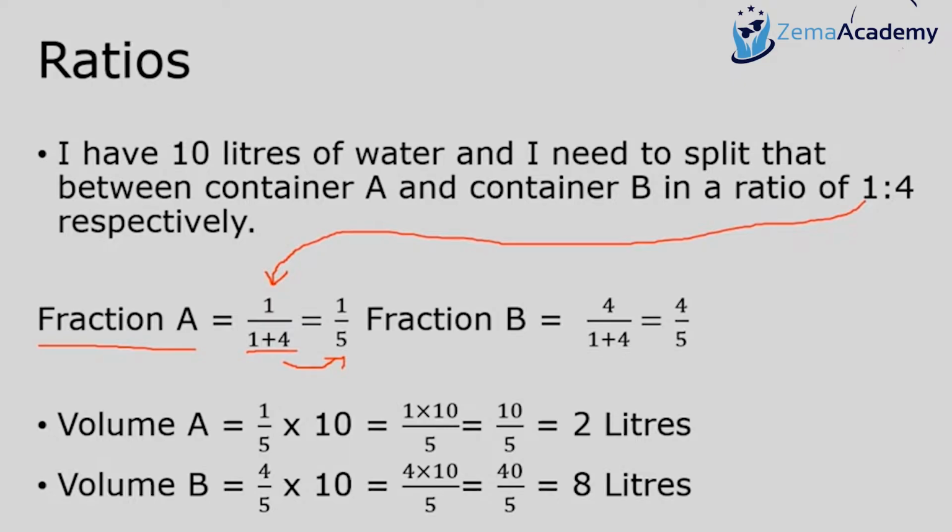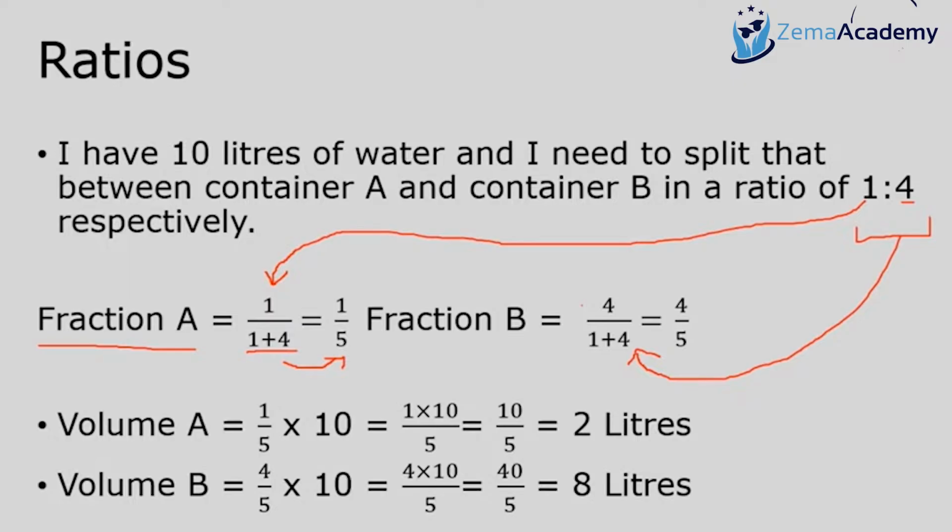For fraction B, we do the same thing, but for the other number, number 4. We take the 4, we put it on top of the fraction. So the fraction for B becomes 4 over 1 plus 4, because we have to include both of those numbers in the denominator. That makes the fraction for B equal 4 over 5.